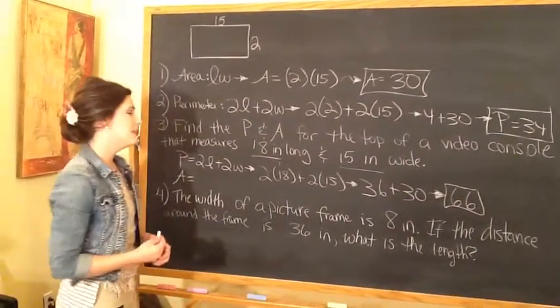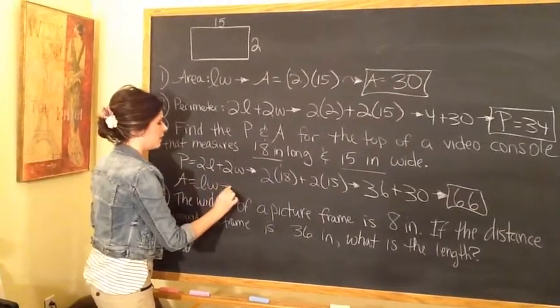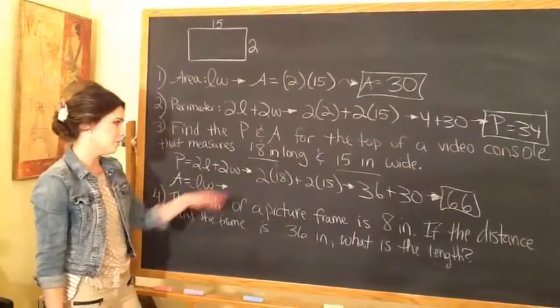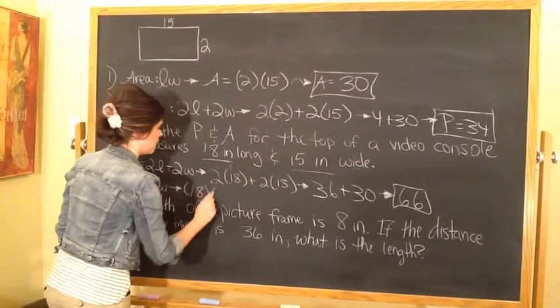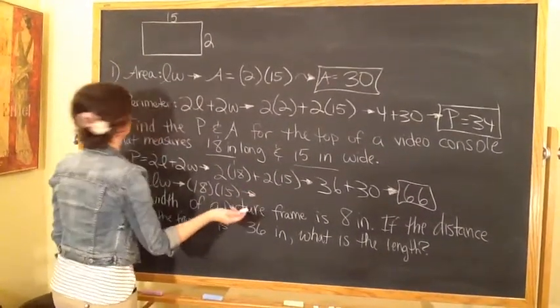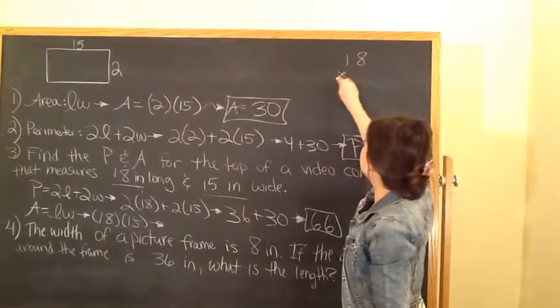Now we're going to go ahead and find the area. So the area is length times width. So we have to look back at our problem to plug in the right numbers for L and W. So we have 18 times 15. So we're going to go ahead and do the math for that. Let's do it over here. So we have 18 times 15.